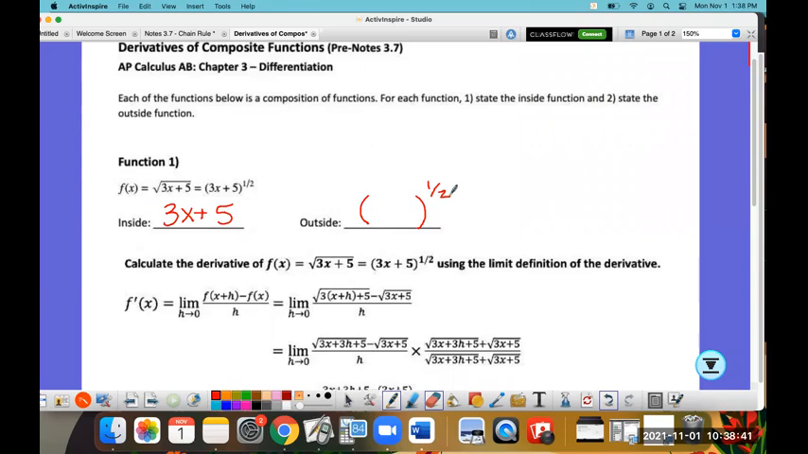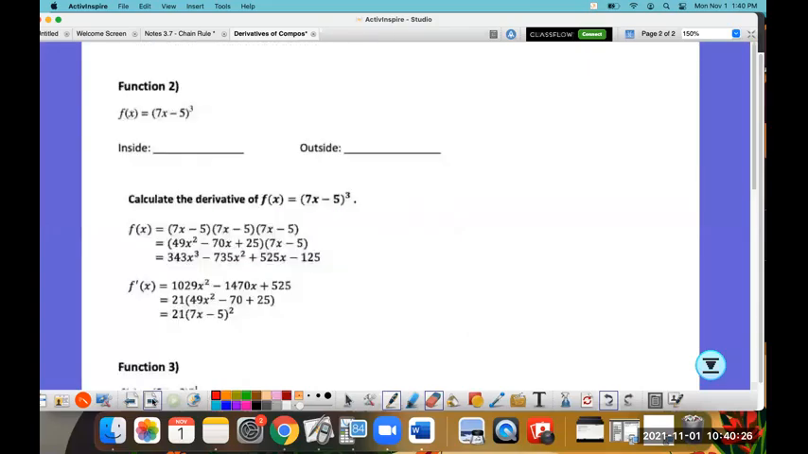I want you to go ahead and do that with all 3 of these functions. In Zoom, I expect that you're following along on the paper. All right, let's take a look at function 2. Anyone want to tell me the inside and the outside? So inside is x minus 5. What's the outside? Cubed. So parentheses to the 3rd power.